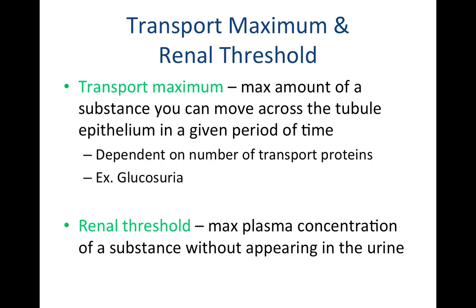Renal threshold is the maximum plasma concentration of a substance without it appearing in the urine. So this is basically how much your blood can hold of a specific substance without any of it being secreted or not reabsorbed and appearing in the urine.